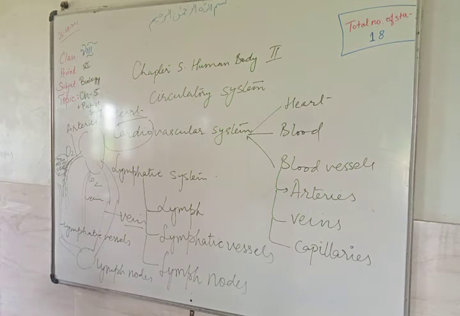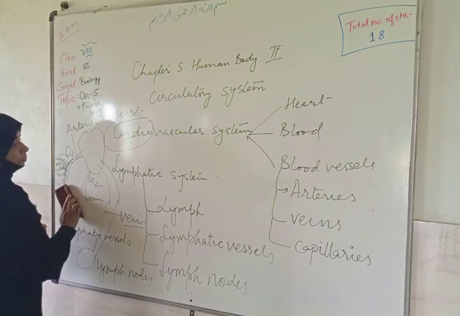Ma'am, if we talk about the volume of the blood, 55% is plasma and 45% is cells. Cells means RBC, WBC and platelets. In plasma, 90 to 95% is water and 10% is protein and hormones.